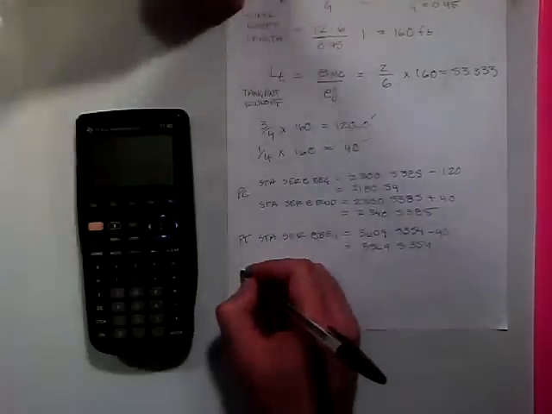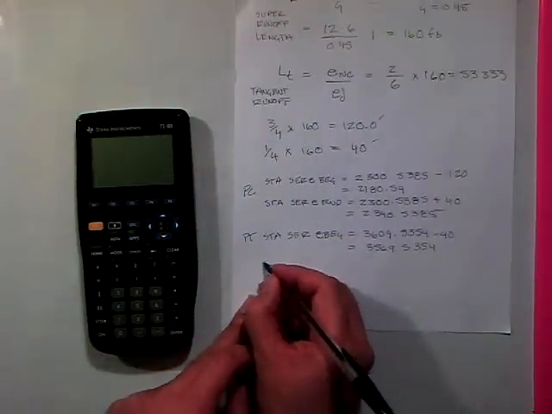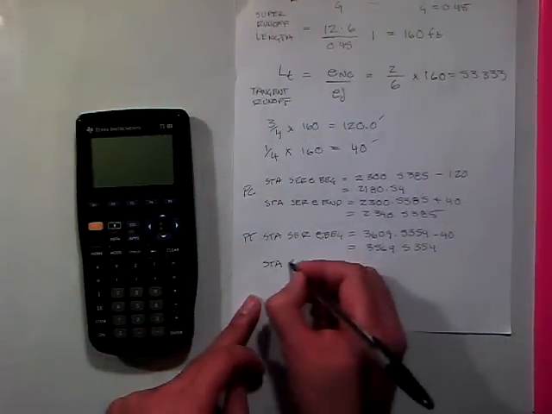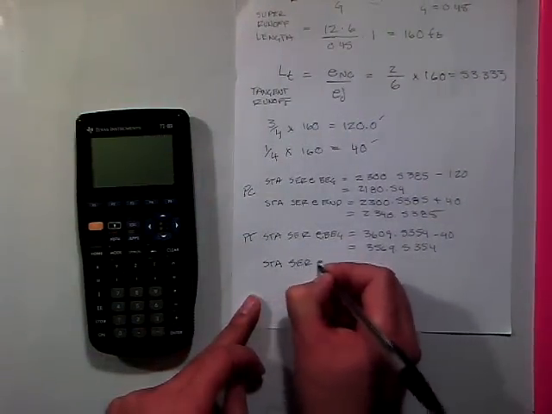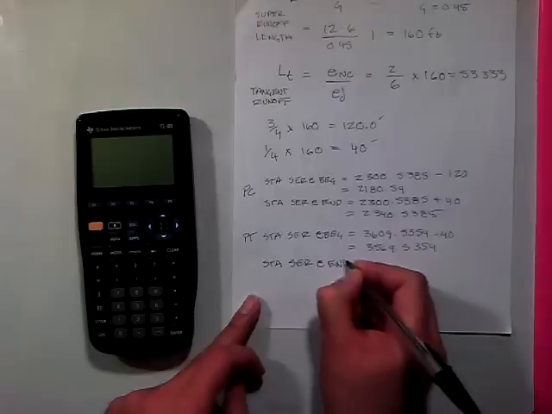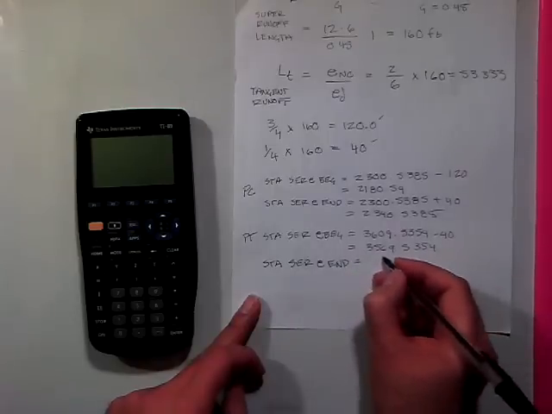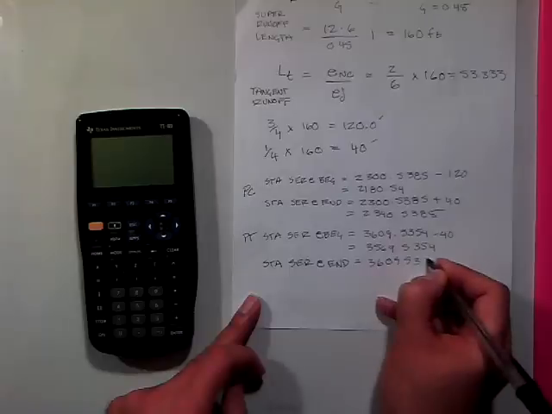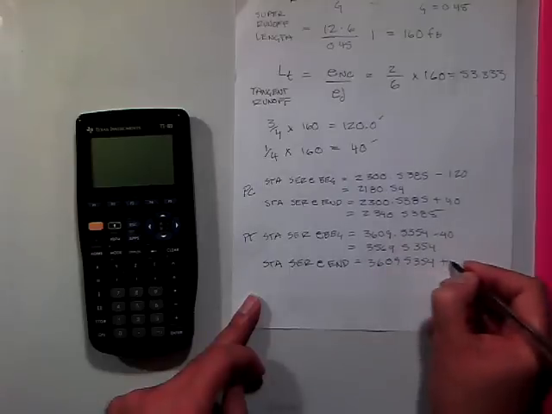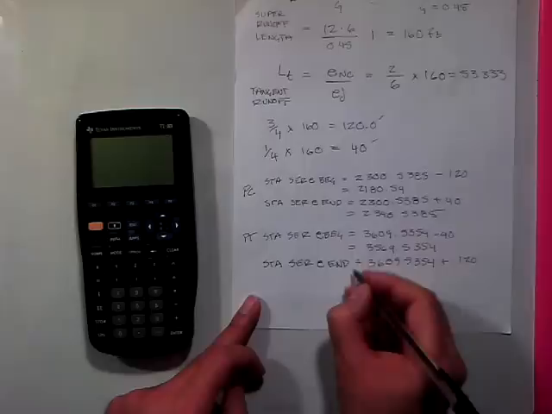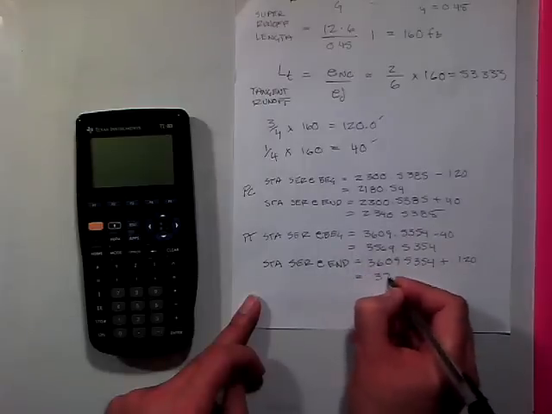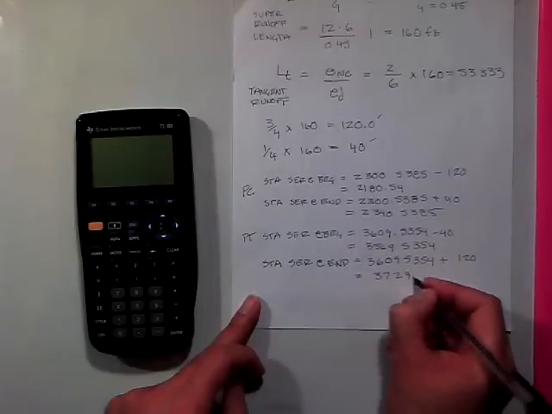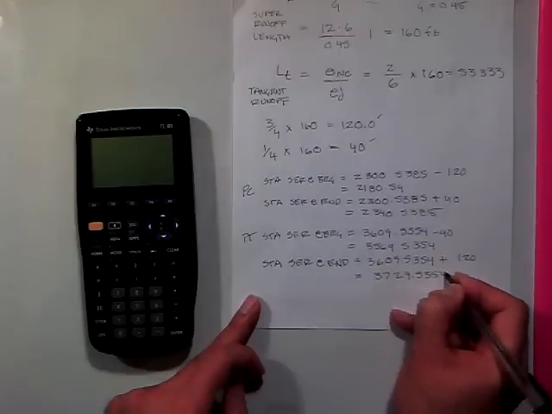The station SER at end equals 3609.5354 plus 120. That is 3729.5354.